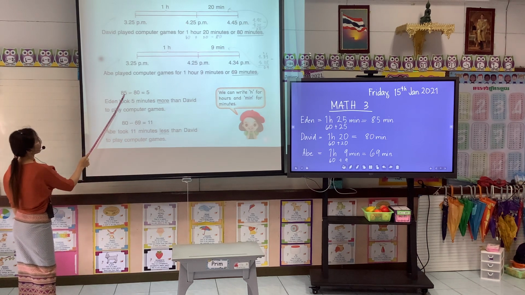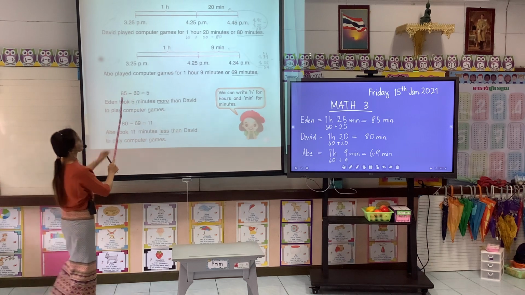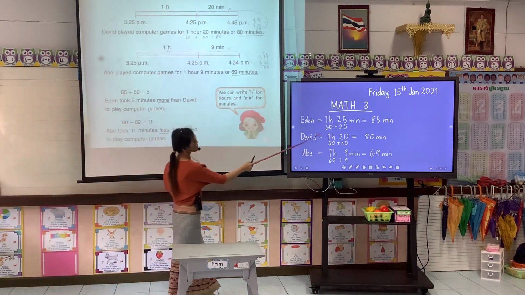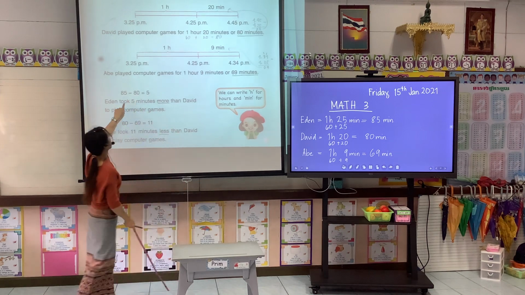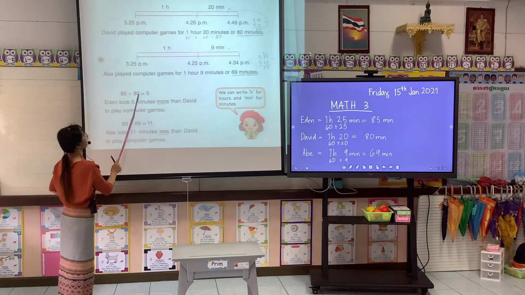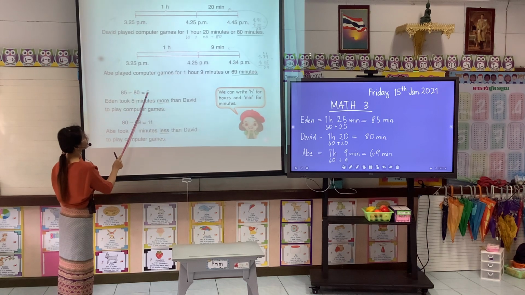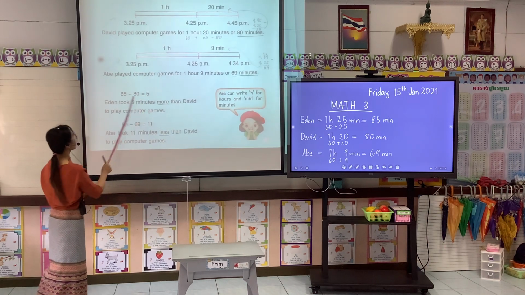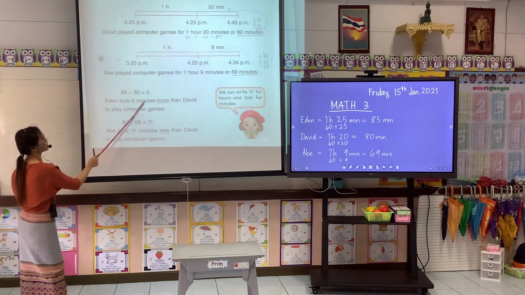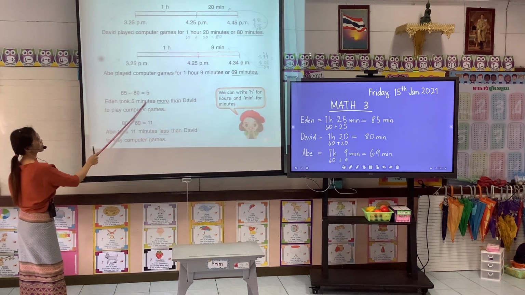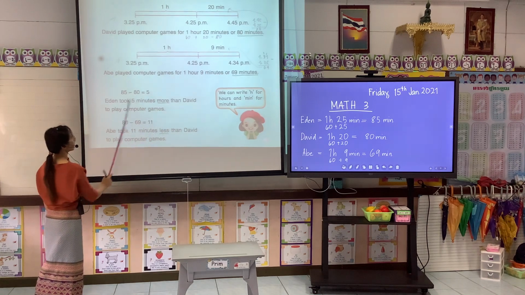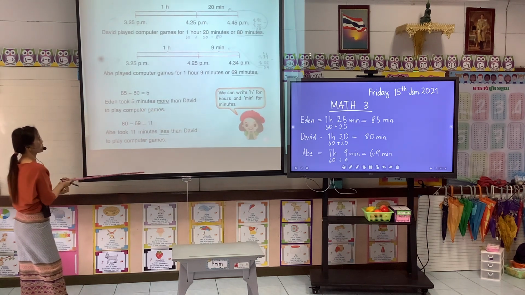Okay, so 85 minus 80. Who's 85 again? 85 is Eden, and 80 is David. So Eden and David, 85 minus 80, that is 5 minutes. So meaning to say, Eden took 5 minutes more than David. Eden took 5 minutes longer than David to play computer games.